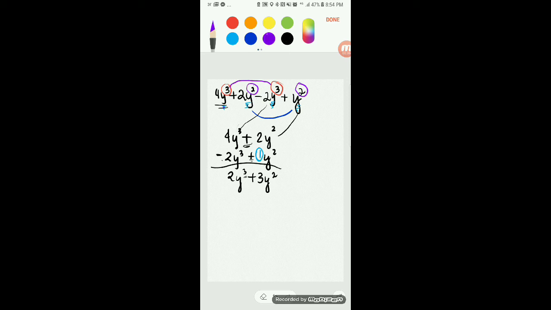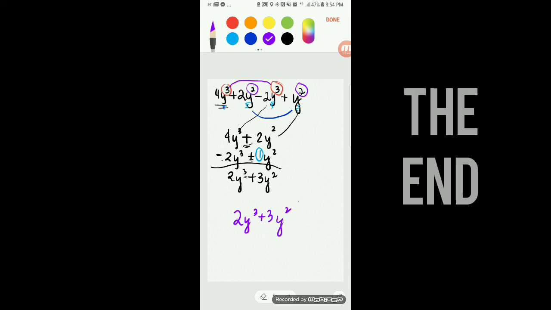So what is the final answer? What is the final simplified expression? It is 2y to the third power plus 3y squared. Okay? There you go.